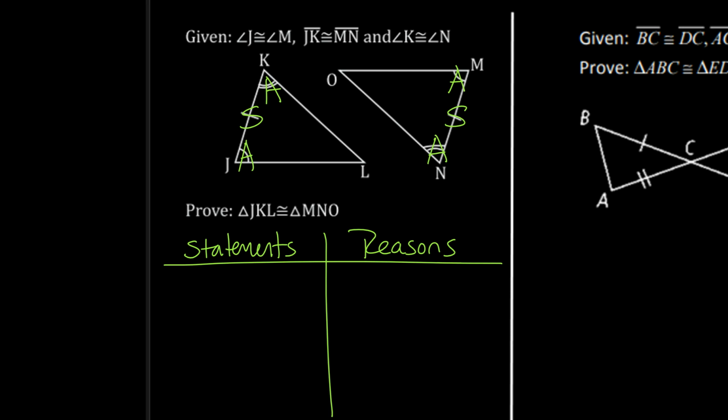So what do I write first in my proof? My given. So angle J is congruent to angle M, and JK is congruent to MN, and angle K is congruent to angle N. And how do I know this is true? It's given to us.